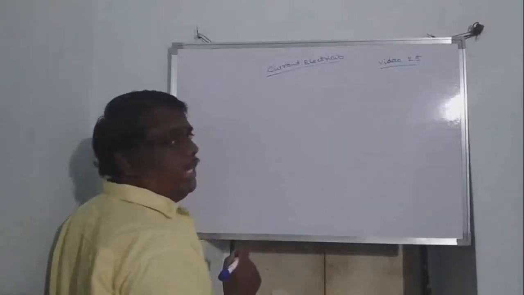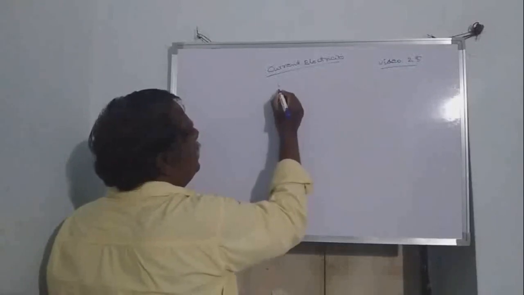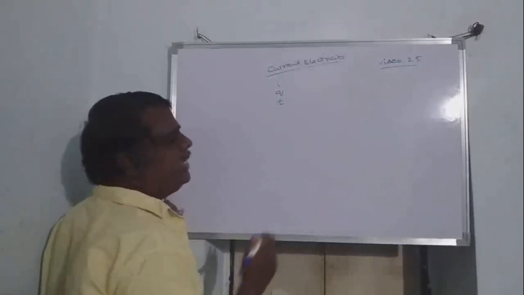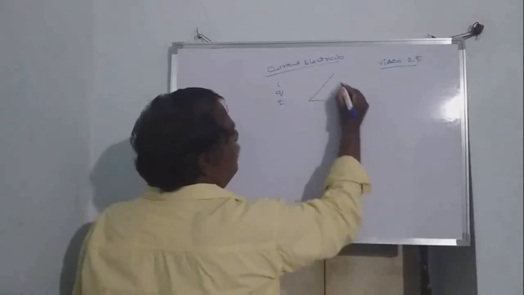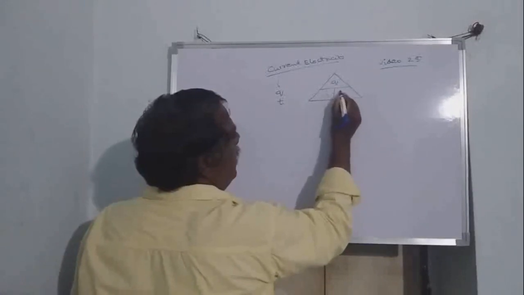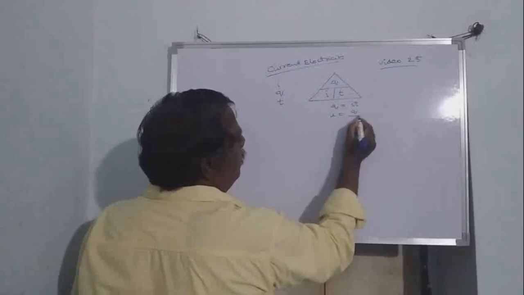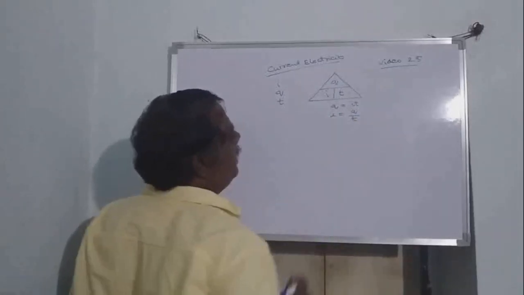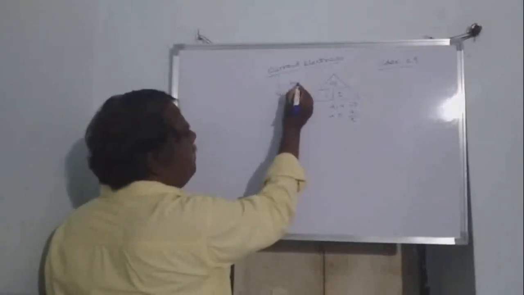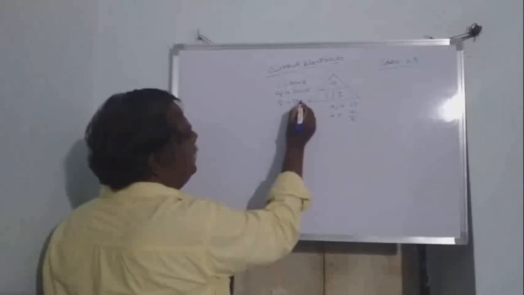Current electricity is the next unit. So what is meant by current electricity? Current is denoted with I, charge with Q, and time with T. The relation between them, with the help of a magic triangle, you have to remember: Q = IT, or I = Q/T. Here I is measured in amperes, charge in coulombs, and time in seconds.